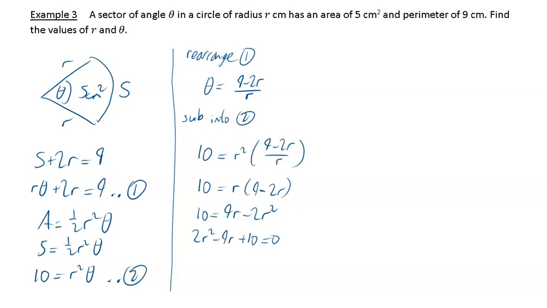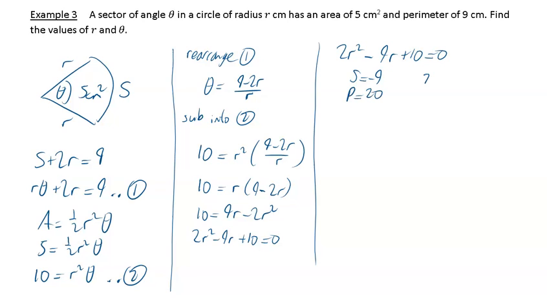And then we want to just do our sum and product method to solve this. So we'll just go up here and I'll write that out again, running out of space. So I've got 2r squared minus 9r plus 10 is equal to 0. My sum is equal to minus 9. My product is equal to 20. So my two numbers, let's just go through. We've got minus 1 times minus 20, minus 2 times minus 10, minus 4 times minus 5, and there we go, we found it.